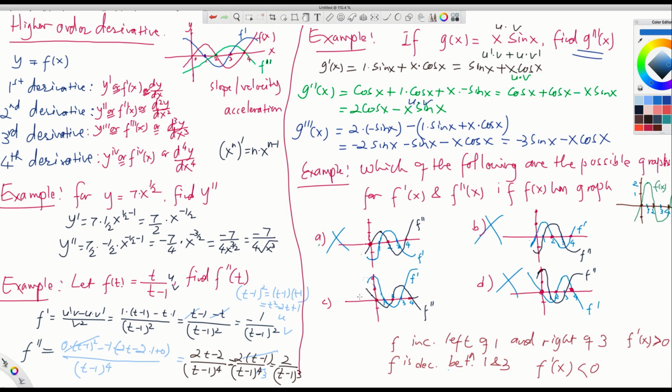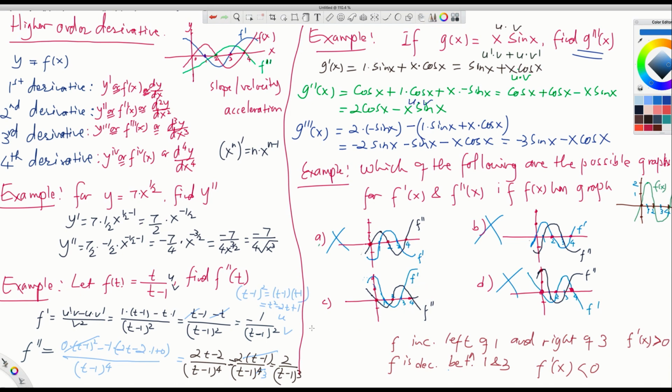So this must be the possible graph, but we need to look at the graph of f double prime as well. Look at this. So for f prime, this is the right graph. For f double prime, look at this. F prime is increasing left of 0, which means the derivative of f prime, f double prime, must be positive. Yes, that is right. Between 0 and 2, f prime is decreasing. So its derivative must be below the x-axis. This derivative must be negative, right?